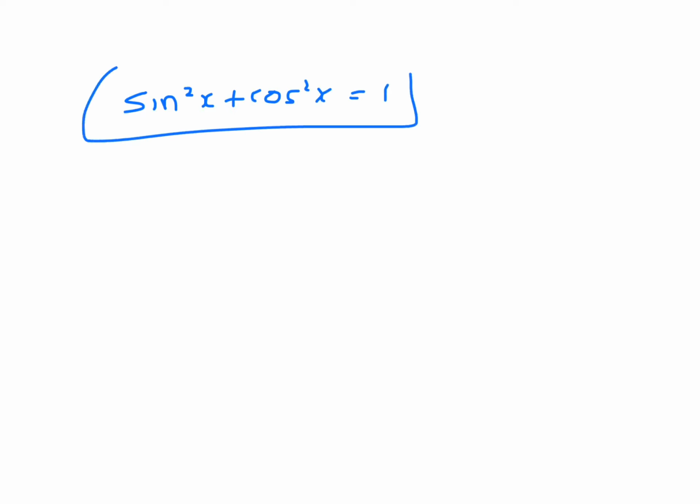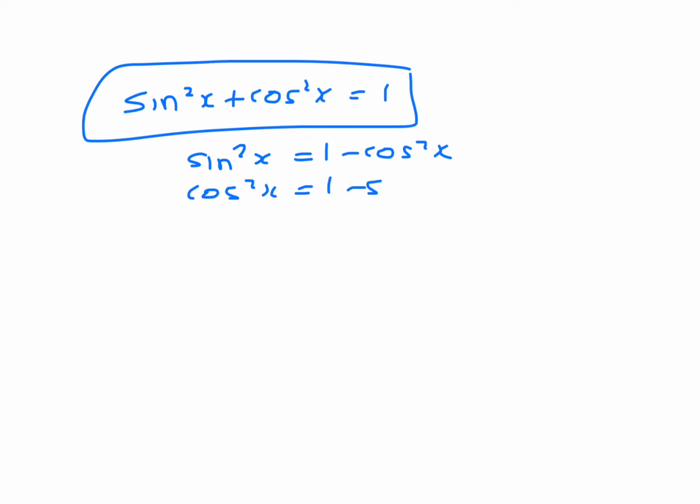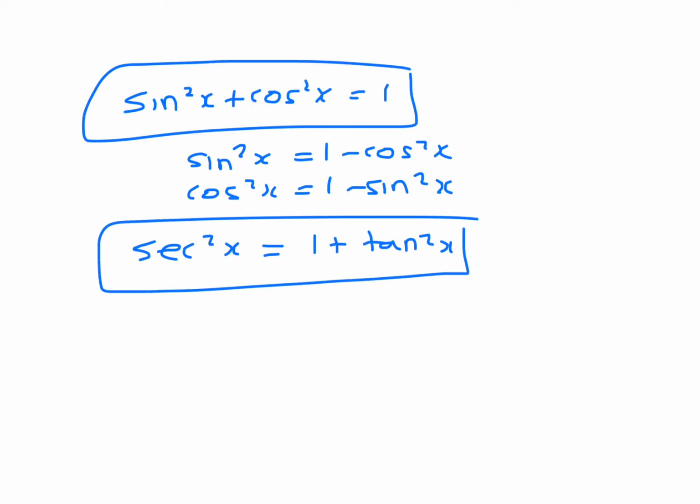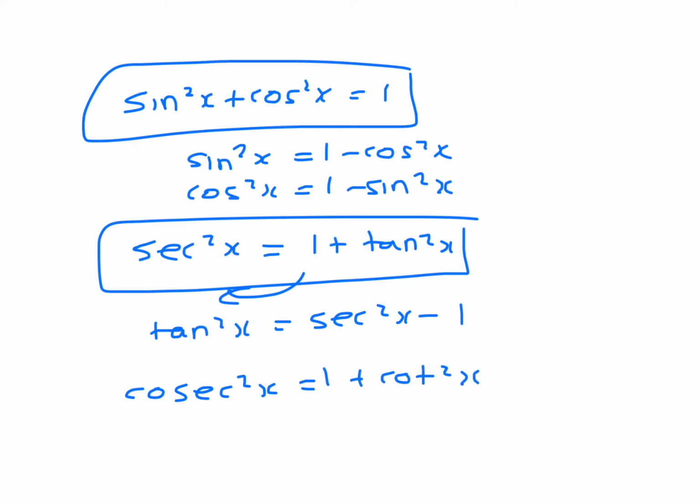Just on the trig identities, there's 3 that you could either learn off by heart, or you can derive them all from this. With this one here, you should know that sine squared x is 1 minus cos squared x, and cos squared x is 1 minus sine squared x. Sec squared x equals 1 plus tan squared x, and you can also rearrange that and go tan squared x, and you bring the 1 over, is sec squared x minus 1, and cosec squared x is 1 plus cot squared x.